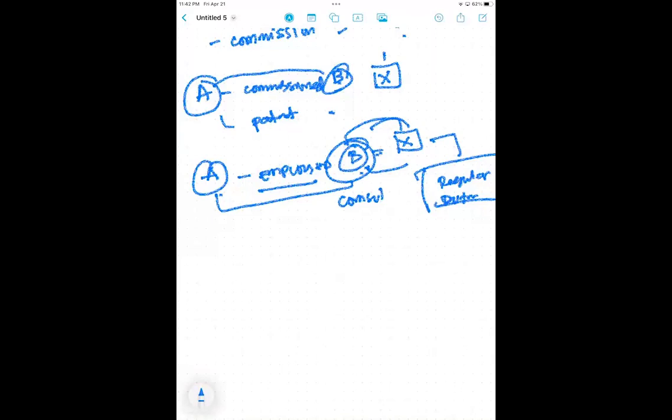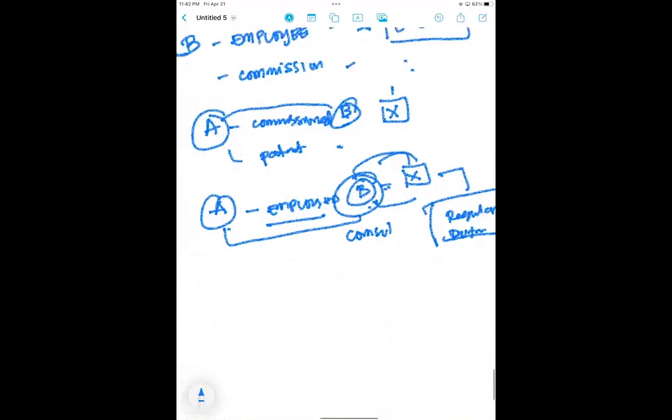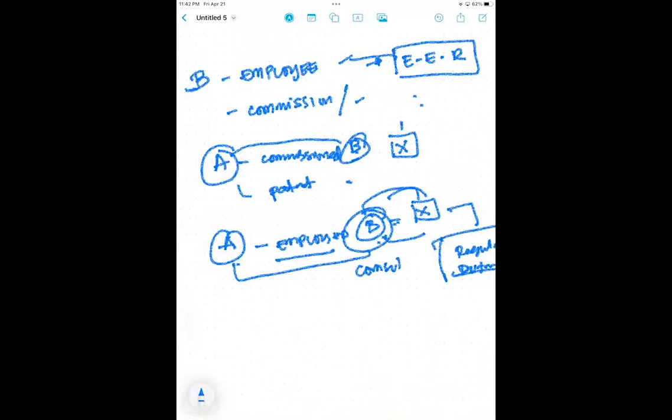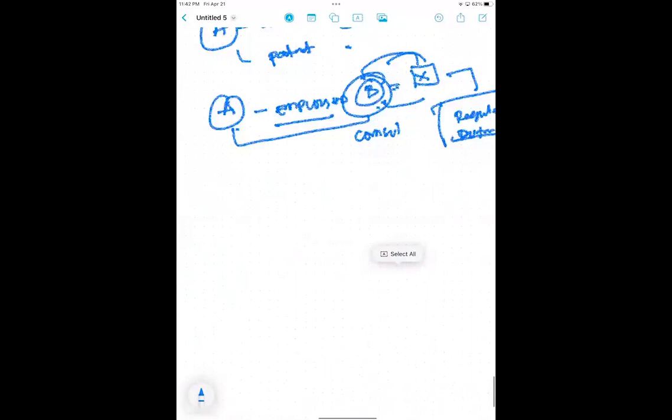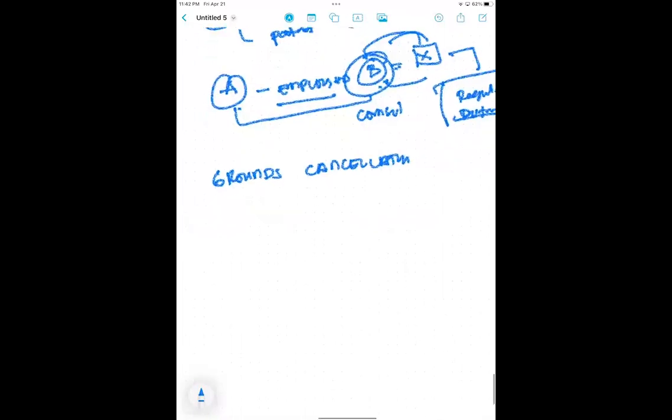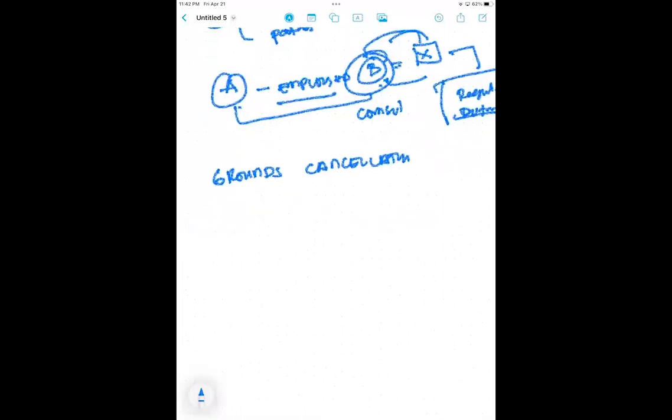Okay, that's the rule whenever an invention was made pursuant to a commission or employment. All right. Now we go to the next topic, which is the grounds for cancellation. Okay. Now, in this particular case, it presupposes that the patent was already granted.